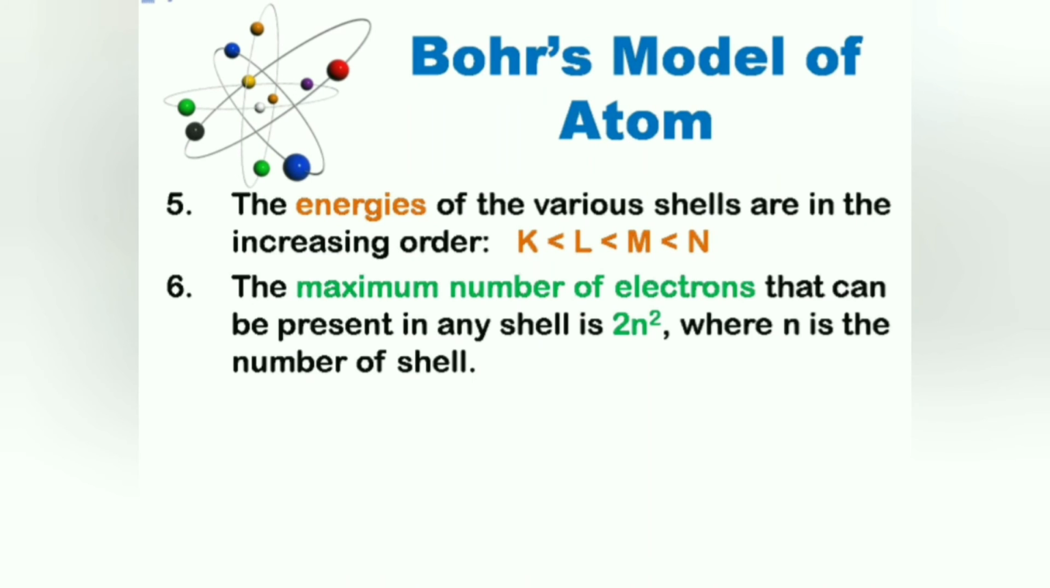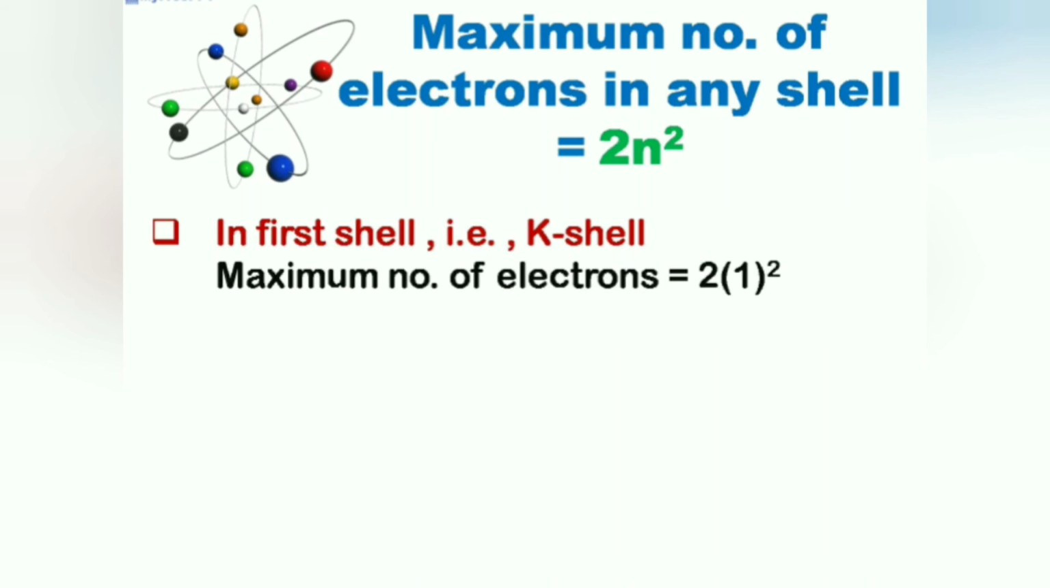The maximum number of electrons that can be present in any shell is 2n², where n is the number of shell. For example, if we want to know the maximum number of electrons that can be present in first shell, then we will put n equal to 1 in formula 2n². And 2 multiplied by square of 1 is equal to 2. So it means that first shell can accommodate maximum 2 electrons.